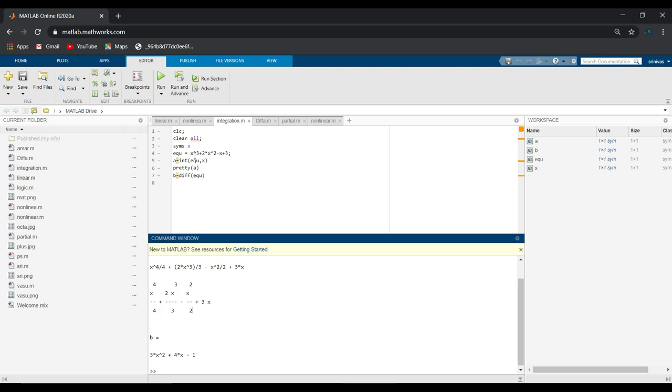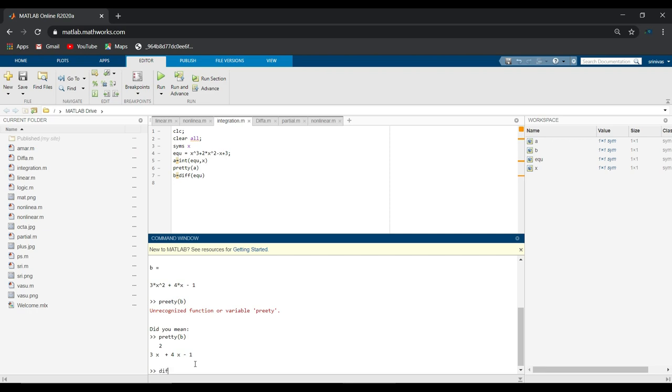Whenever you perform the differentiation operation on this equation, x cube turns into 3x square, 2x square turns into 4x, and for x plus 3, the constant goes out and x is treated as dx by dx, so it will be minus 1. Have a glance at this one. I am going to display pretty of b. It looks like 3x square plus 4x minus 1. In this way, the differentiation operation is performed.